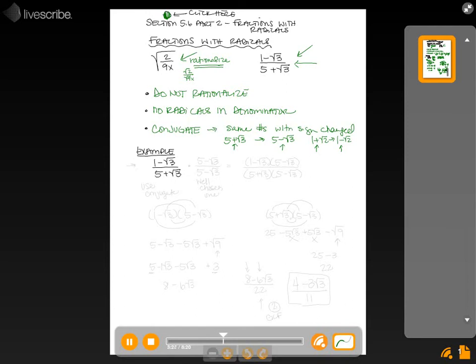Alright, we're going to use that same example we did above. 1 minus the square root of 3 over 5 plus the square root of 3. Now, another thing that happens is a lot of people will think they can just cancel the 3's, the square roots out. That doesn't happen either. You cannot do that. You can only cancel when you're multiplying, and we're not here. We're subtracting in the top, we're adding in the bottom. It's not multiplication. They do not cancel. So we're going to use this idea of a conjugate.